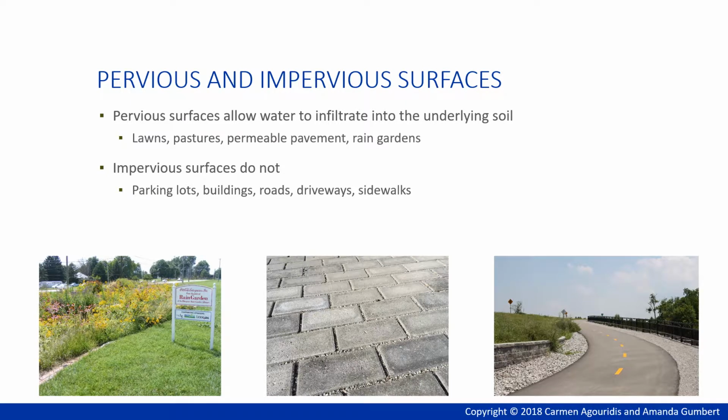Pervious surfaces are those that allow water to infiltrate into the underlying soil. Impervious surfaces are those that do not allow water to infiltrate. In other words, water cannot pass through these surfaces. Examples of pervious surfaces are lawns, pastures, rain gardens, and permeable pavement.